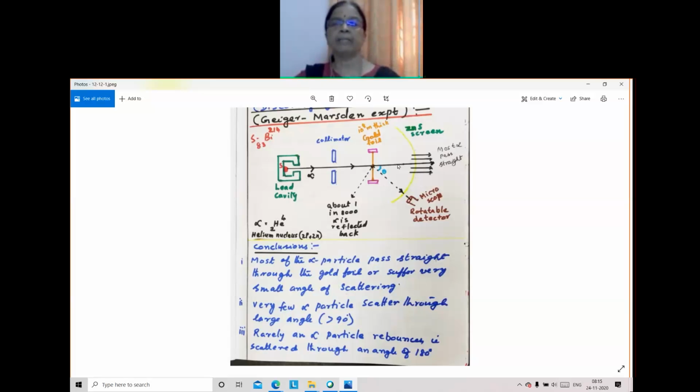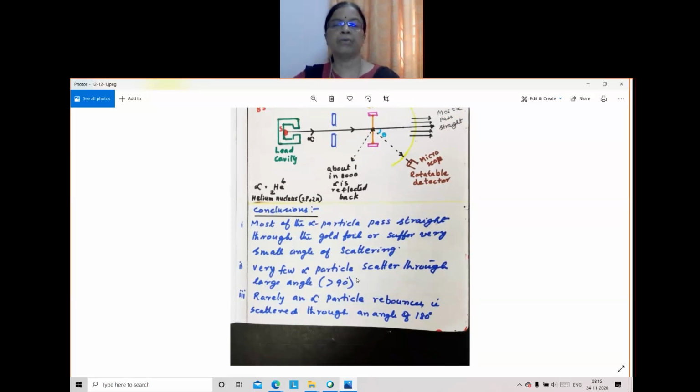This is the direct path. From that, how much it deviated, through which angle it is deviated, that is the scattering angle. Scattering angle, direct path, and this is the deviated path. From this direct path, how much angle it deviated, that is the angle of scattering.